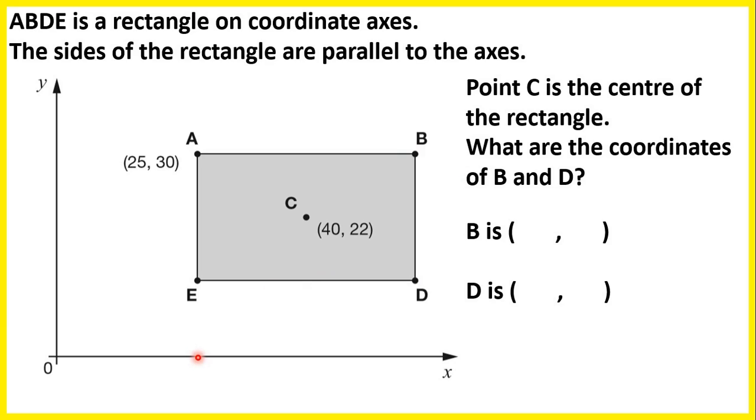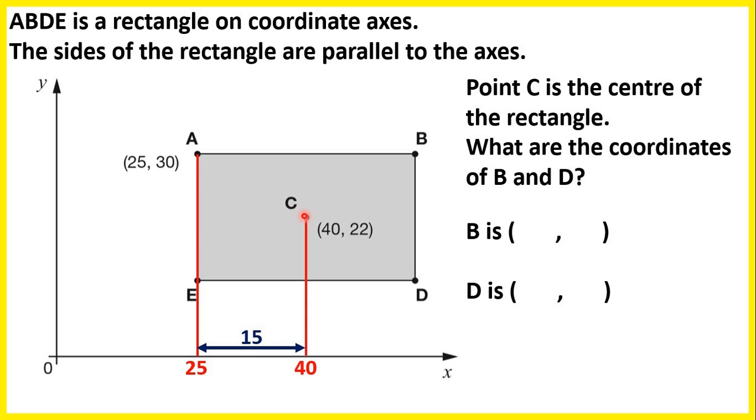So we can write what we know on the axes, and the first coordinate is always the x coordinate. So here we have an x coordinate of 25, because we can see that the first coordinate for point A is 25. And then point C has an x-coordinate of 40. And remember, that's the point in the centre of the rectangle.